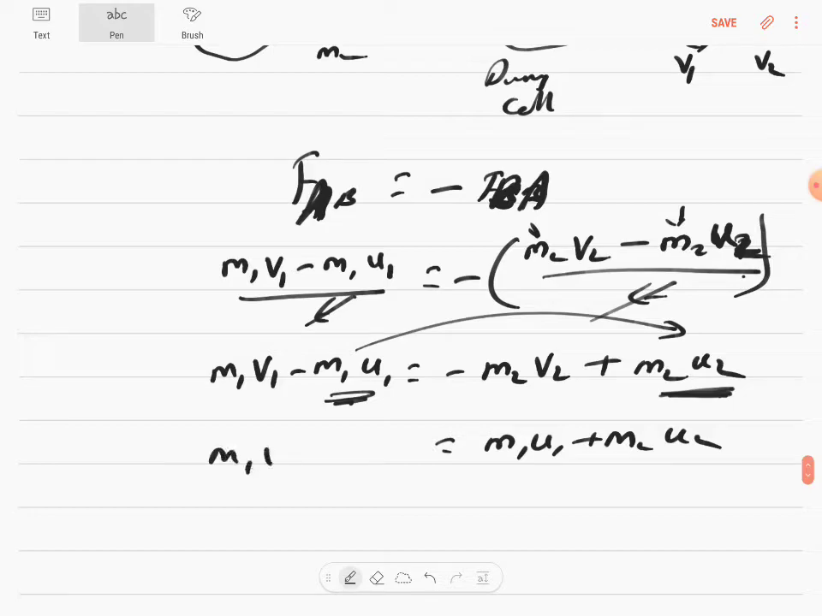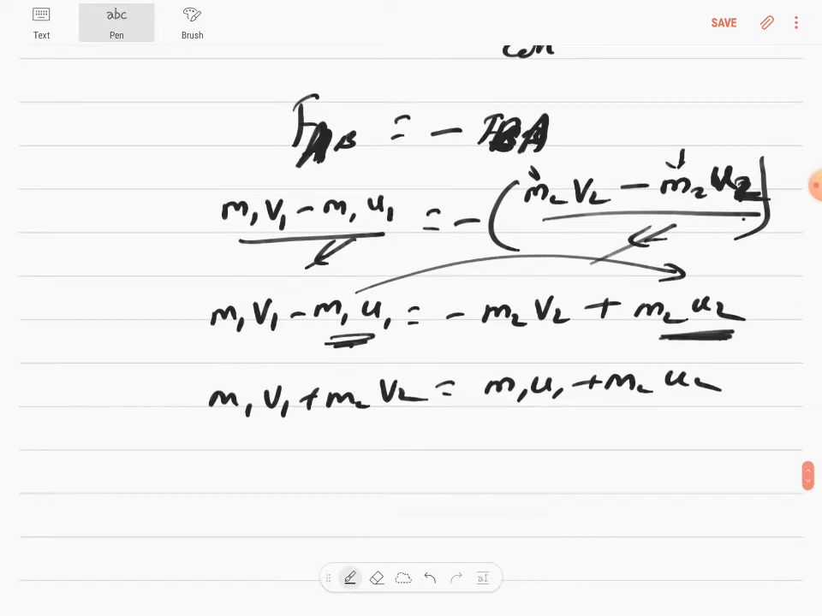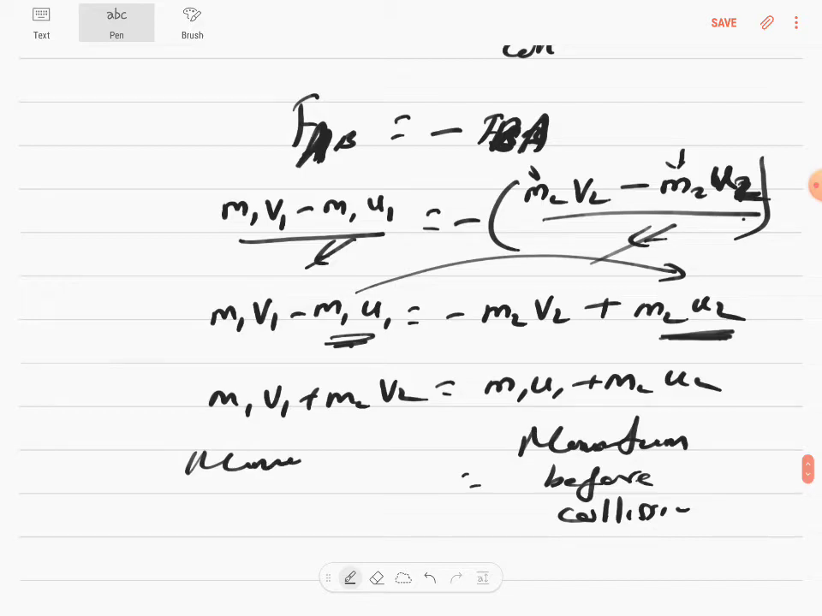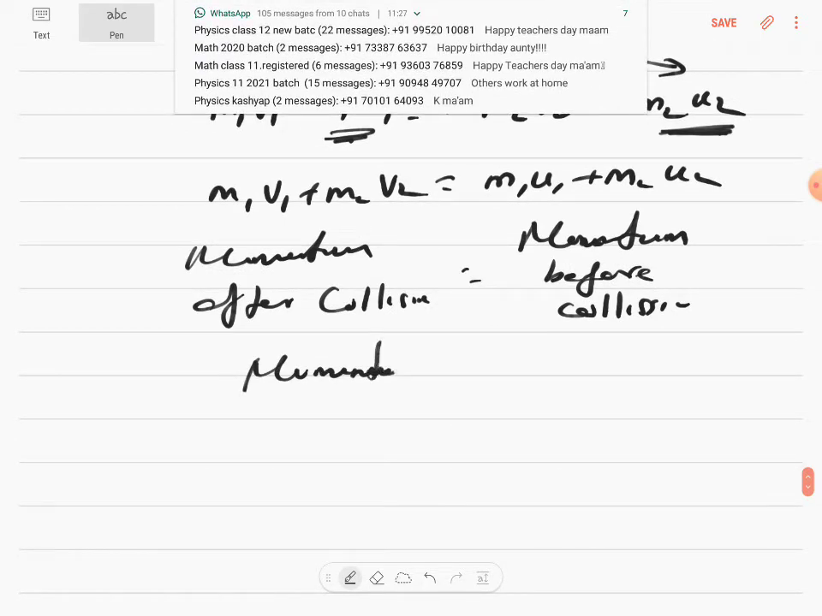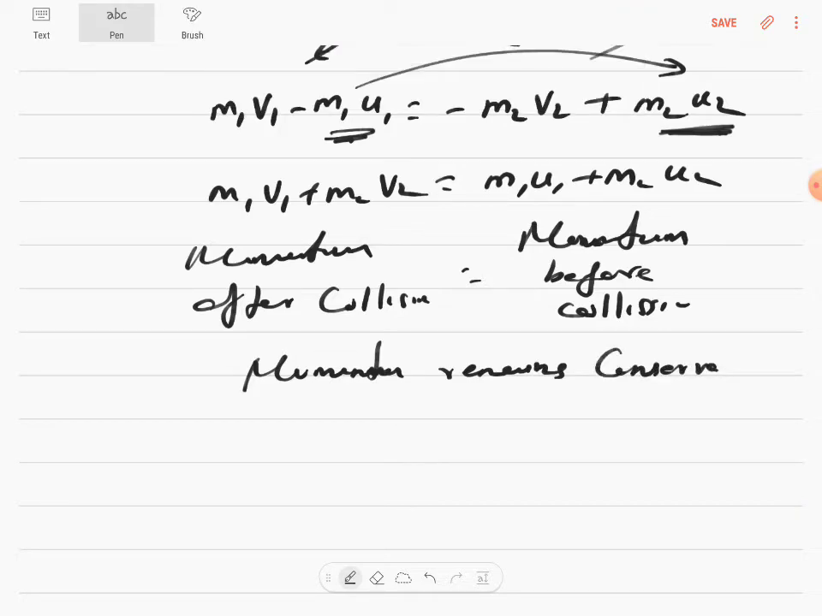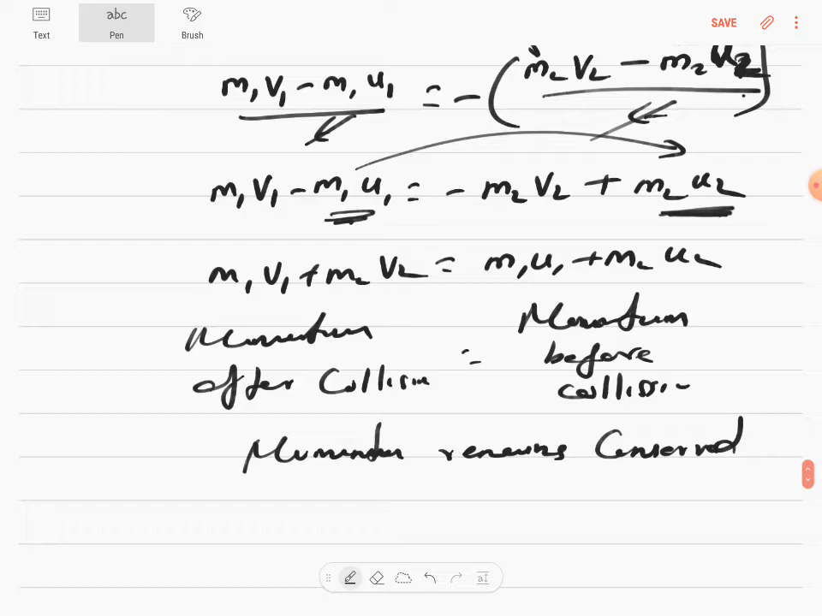is equal to m1 v1 plus m2 v2, which shows that the sum of the momentum before collision is equal to the momentum after collision. Can you see? Which shows that momentum remains conserved. Okay, you understand? So momentum remains conserved. So initial momentum is always equal to the final momentum.